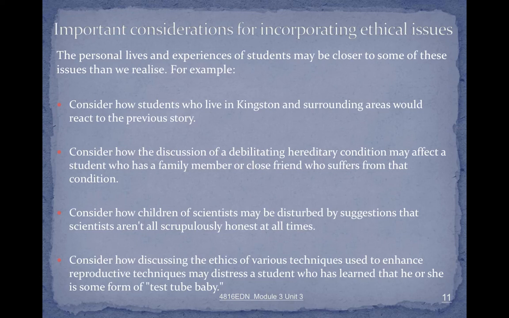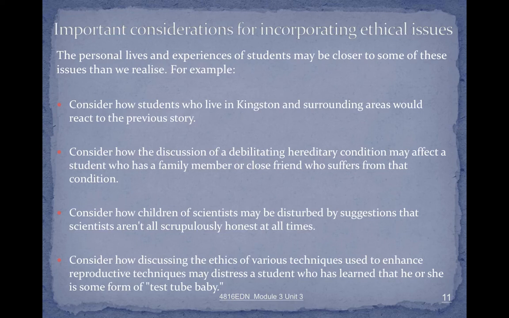Consider how the discussion of a debilitating hereditary condition may affect a student who has a family member or close friend who suffers from that condition. So when you're discussing different diseases like leukemia and Parkinson's disease, think about people that may be personally affected by that. Consider how children of scientists may be disturbed by suggestions that the scientists aren't all scrupulously honest. That's another important one to think about.